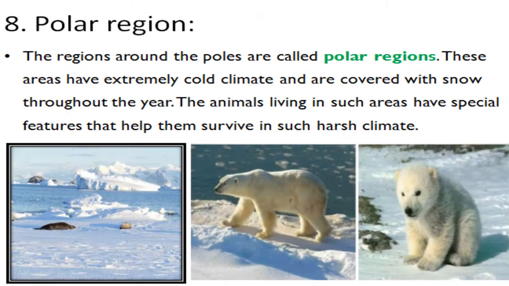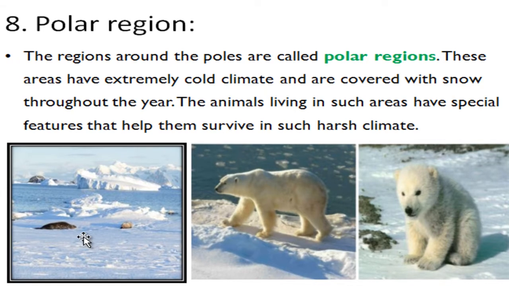Our next keyword is polar region. The regions around the poles are called the polar regions. You know that there are two poles, North Pole and South Pole. So those regions that are situated near the poles are called the polar regions. These areas have an extremely cold climate and they are mostly covered with snow throughout the year. As you can see in the first figure, they are mostly covered with snow throughout the year.